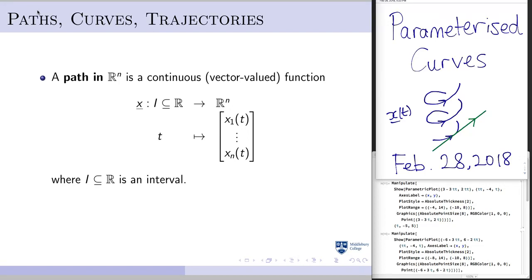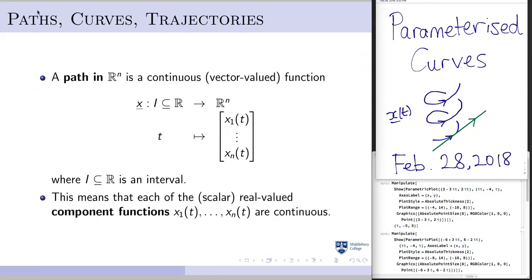Okay, so the main objects that we're interested in today are paths. A path in R^n is a continuous function whose domain is some interval of real numbers, and the codomain is some big R^n. So we'll also say that a path is a vector-valued function. The values that the path takes, the outputs, are vectors. And when we say that a path is continuous, what we mean is that each of the component functions, which are scalar, real-valued functions, is continuous.